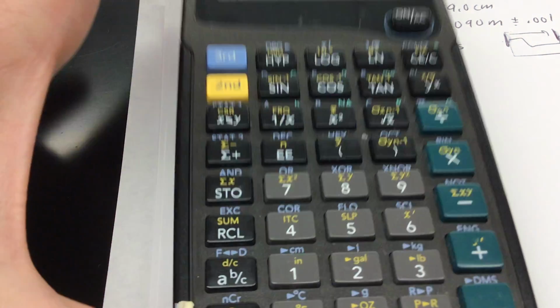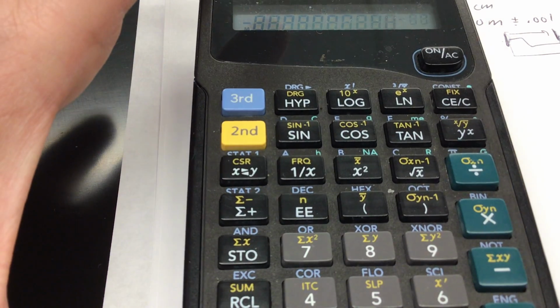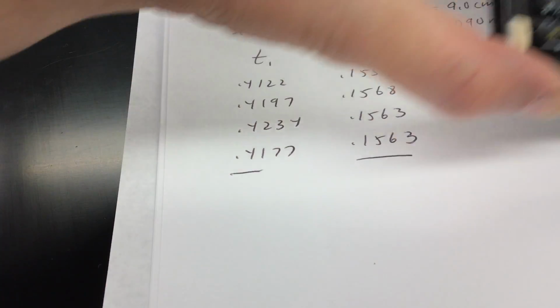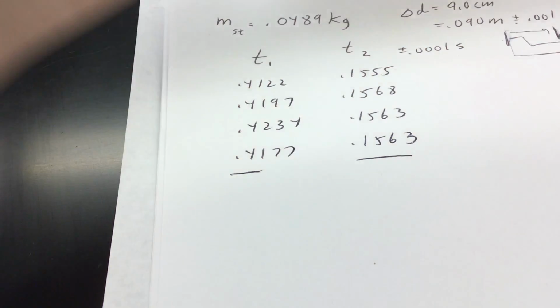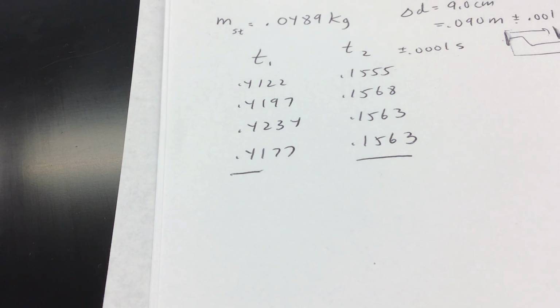So I have one of these little simple calculators. It's easy for me to do both at the same time, and I would suggest you do the same. So I'm putting it in stat mode, and I'm just going to input the first column, 0.4122. Each of your calculators is going to be slightly different, so what I would do is look up online the instructions for how to find standard deviations or do statistical analysis. Okay, so I got all 4 of them in.